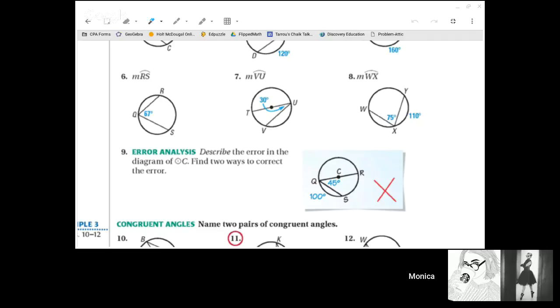All right, so Megan, number 9. So if we look at this one, it wants us to find 2 ways to correct the error. So if we look here, let's look at this 45-degree angle. What would the measure of this arc be? Arc RS. Okay, so if it's 90, what's arc QR? Like around the top.